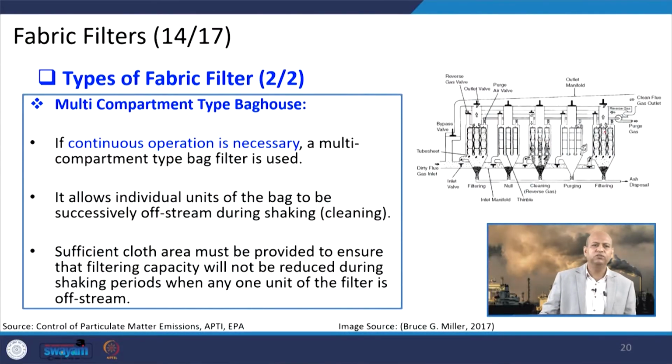Then there may be multi compartment type bag house filters also, where different compartments are there, like 1, 2, 3, 4, 5. If continuous operation is necessary, then these kind of arrangements are very good, because if one compartment is under maintenance, then other compartments will continue to work. Okay. So, shaking and cleaning are needed from time to time. Some compartments will not be in operation, but other compartments may be in operation.